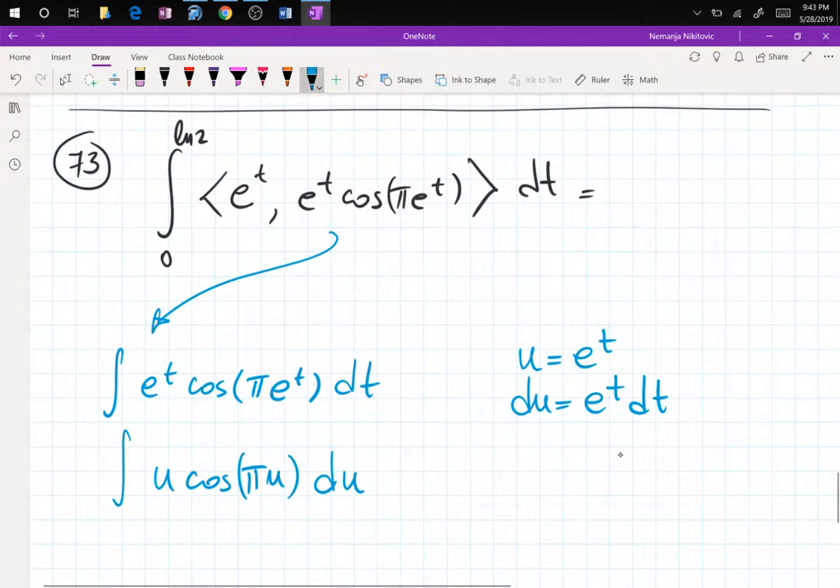Now that I think of this, if I bring the pi along, then there will be a pi over here, so I can kick 1 over pi outside and not worry about pi, so I can just have cosine u du. Now, how do we integrate this?